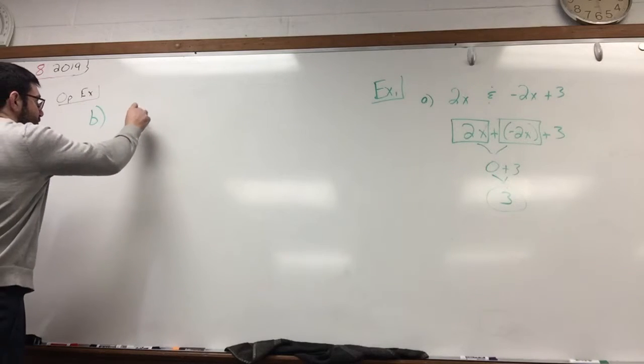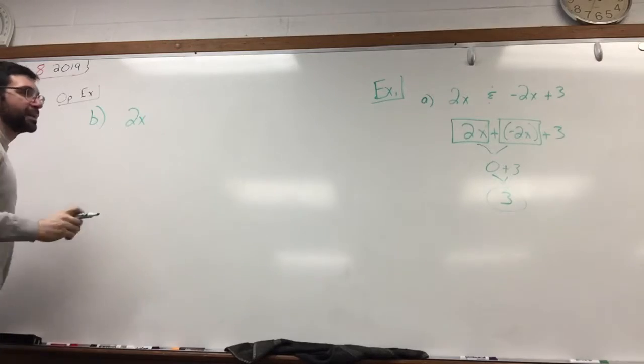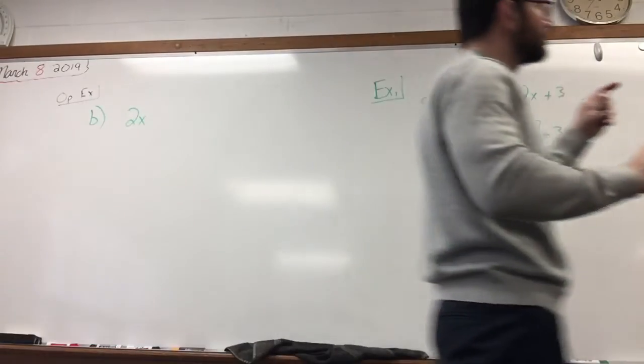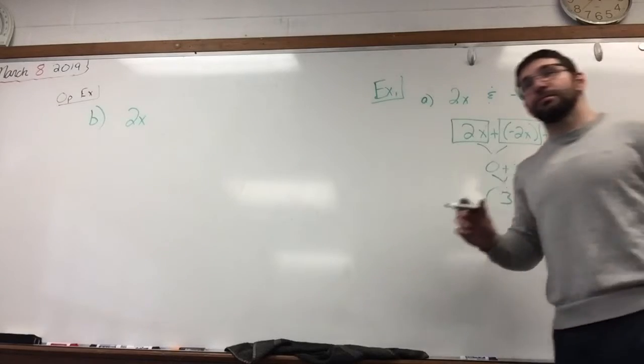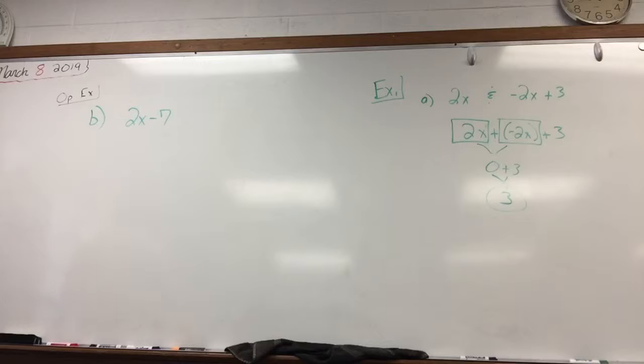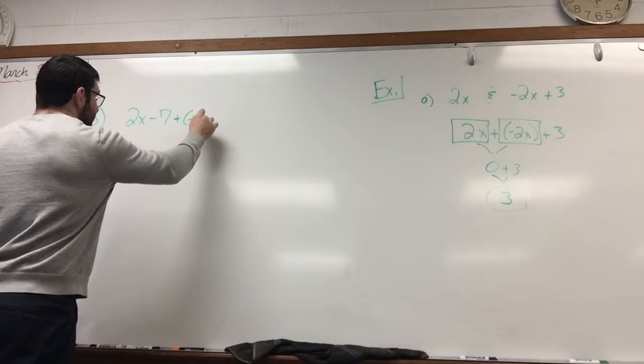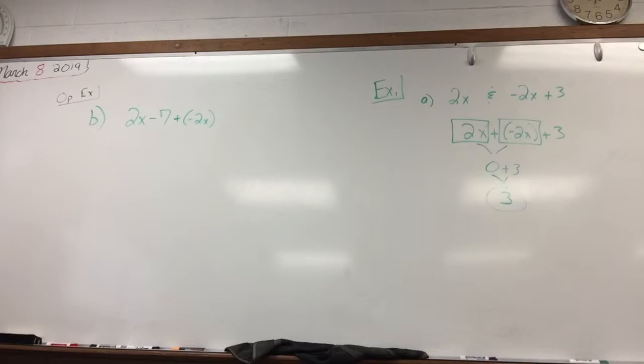2x plus. Well, let's not say plus yet. What's it asking us to write down? What two things? Negative 7. So 2x minus 7, and then it says the opposite of 2x. What's the opposite of 2x? So is 2x positive or negative, Liam? Positive. What would its opposite be? Negative. Oh, so I have 2x minus 7 plus a negative 2x. That's its opposite.